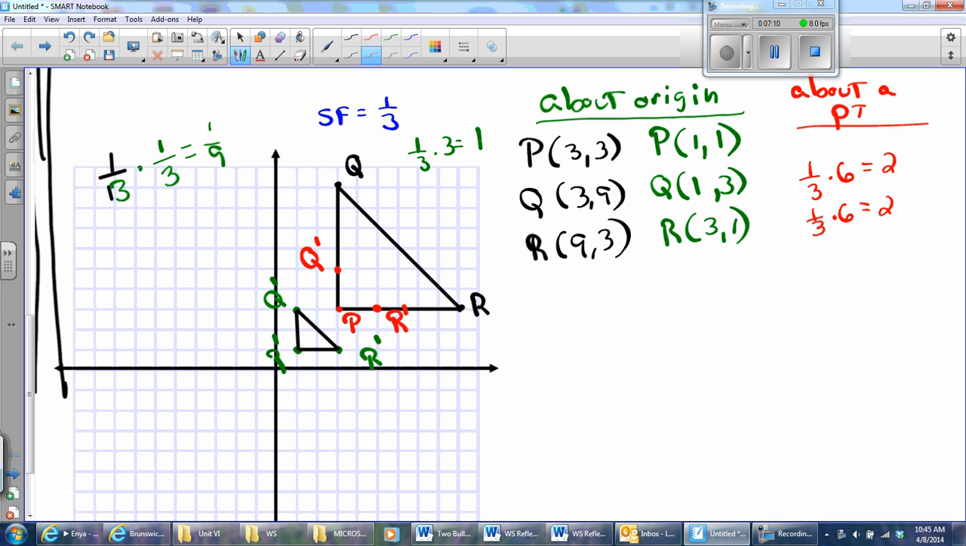And then you notice I actually get a congruent triangle. This little one and this little one are congruent to each other. It's just in a different place. Why are they the same? Because I used the same scale factor. Had I used a different scale factor, they would be a different size.